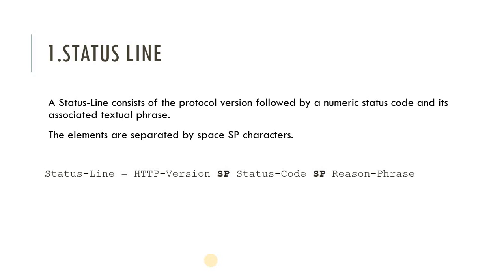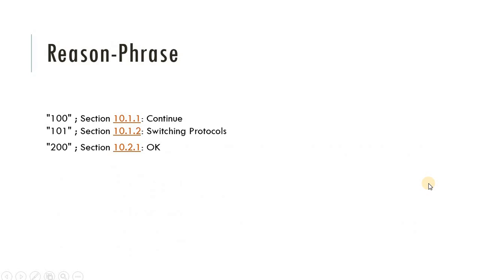So first is the HTTP version, second is the status code, and third is the reason phrase. Reason phrase means, suppose on your screen the status code is 100, but you don't know what that 100 code is. That is shown with the reason phrase. In section 10.1.1, status code 100 means continue. If the status code is 101, in section 10.1.2, it means switching protocol. If the status code is 200, the reason phrase says it is okay. So the meaning of the status code is shown with the reason phrase.